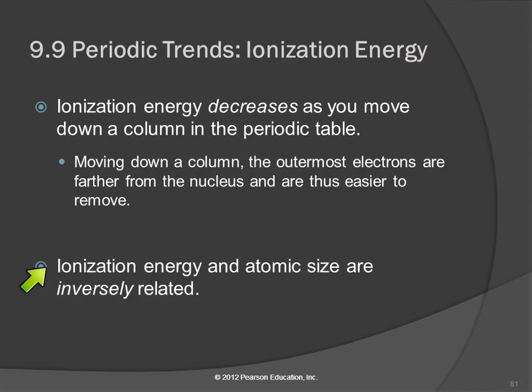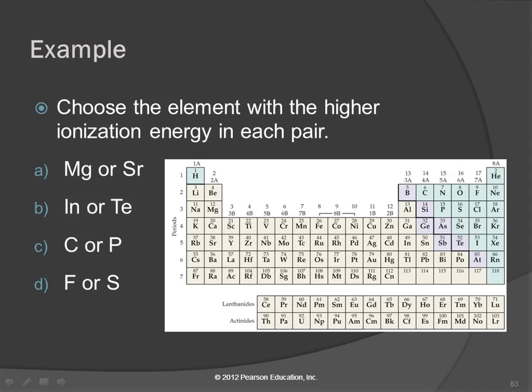The ionization energy and the atomic size are inversely related. As atomic size goes down, the ionization energy goes up. Okay, so let's do this example real quick. Choose the element with the higher ionization energy. Magnesium or strontium? Magnesium. It's harder to pull one off of magnesium because it's smaller.